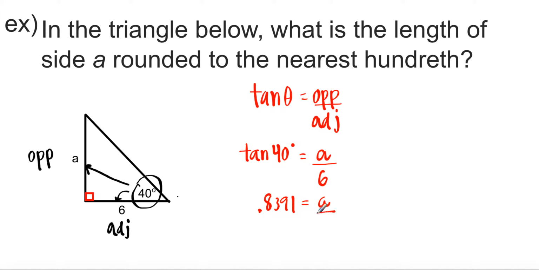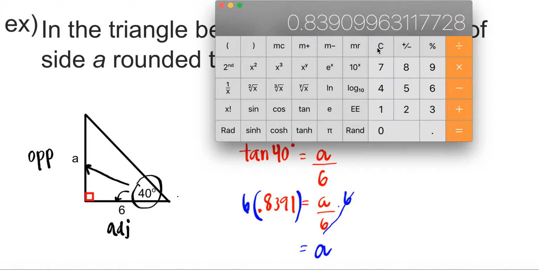Equals A over 6. And we're solving for A, so we're going to multiply by 6 on both sides. The 6's cancel, and A is equal to, and I'm going to pull out my calculator again, clear out that old stuff, and 0.8391 times 6 is 5.0346. And the direction said round to the hundredths, so 5.03.